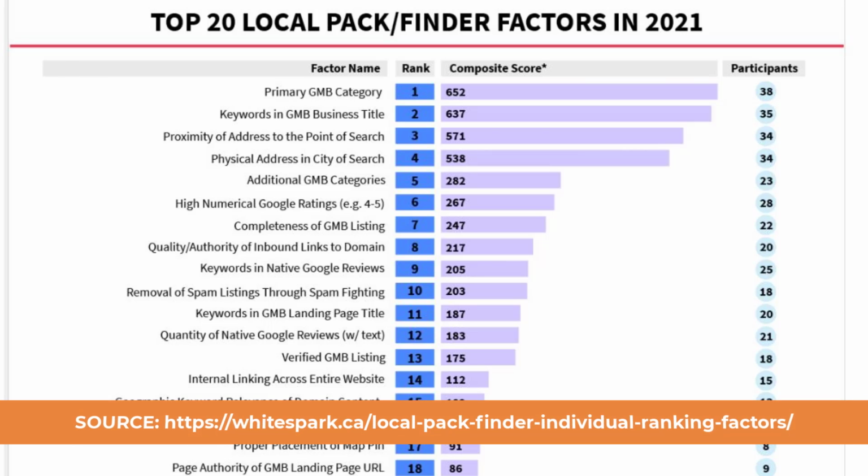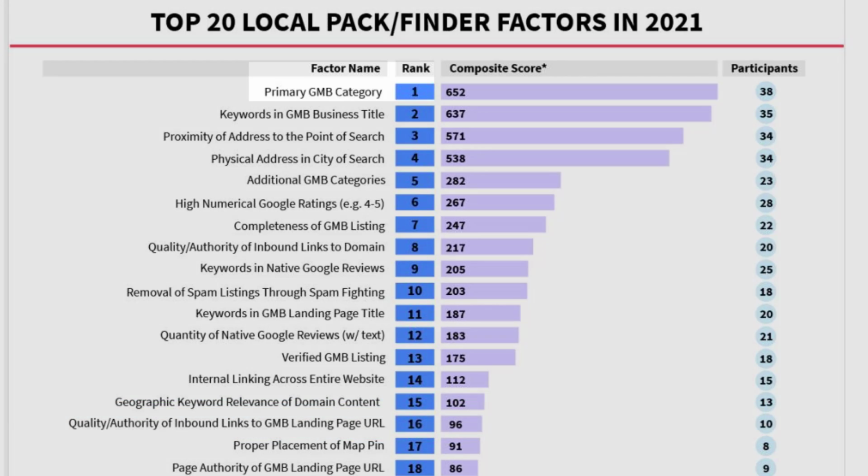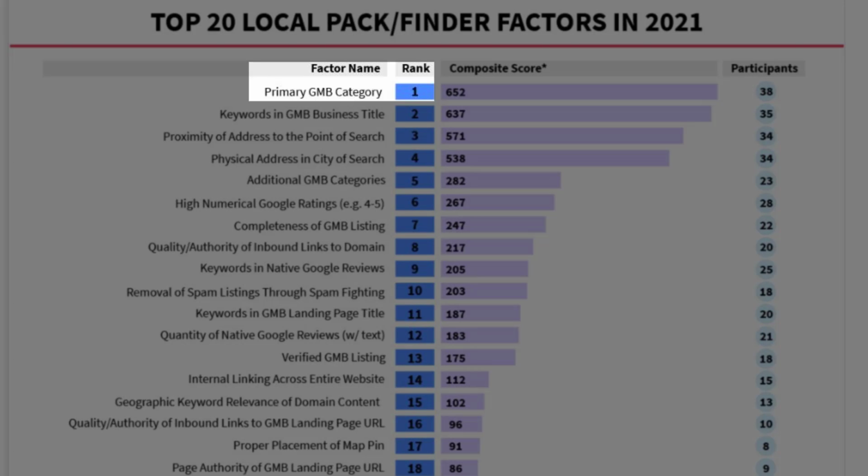According to the 2021 Local Search Ranking Factors survey, your primary business category is now the most influential factor that impacts the rankings of your listing. That's why it's important you choose it wisely. Depending on your business type, picking the right category might be trickier than you think.